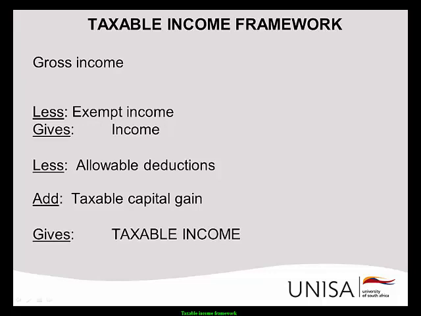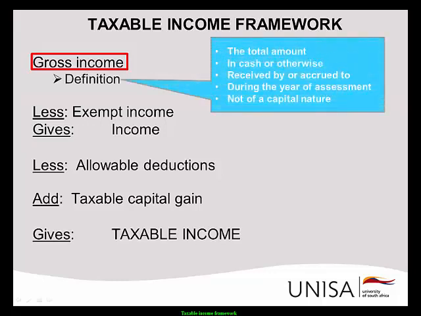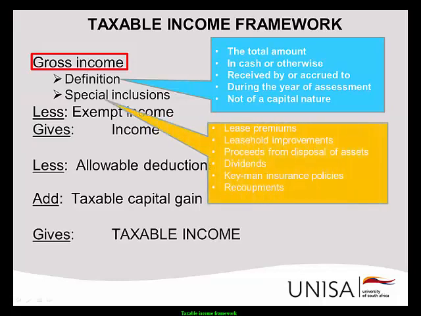Let's have a look at gross income first. Gross income is made up of two aspects. Firstly, amounts that comply with the definition of gross income that we find in Section 1 of the Income Tax Act. To the amounts defined in terms of the definition, we add amounts that are specifically listed in the paragraphs after the general definition. These are called special inclusions, and they must be included in gross income whether or not the definition applies to them.